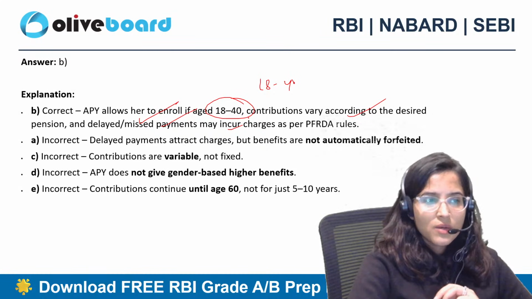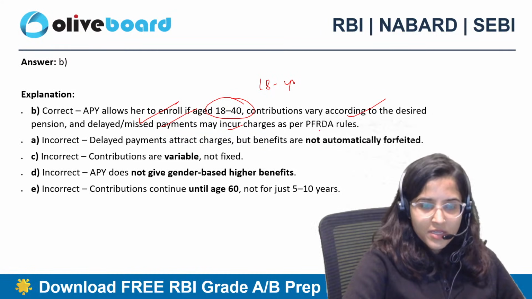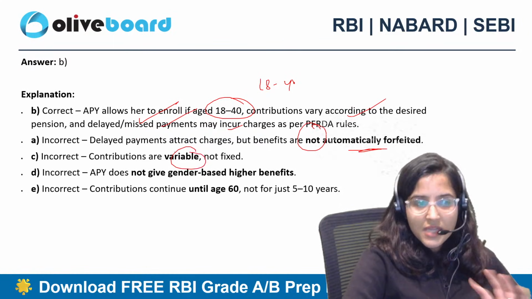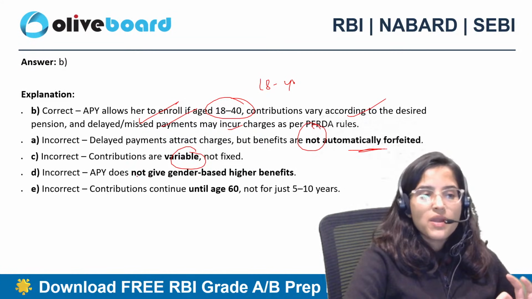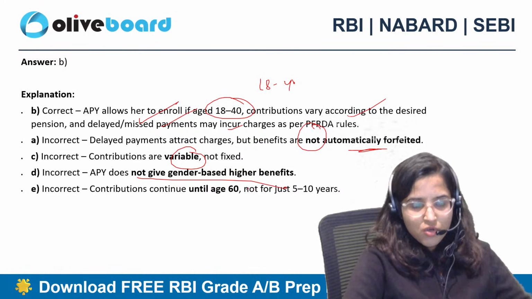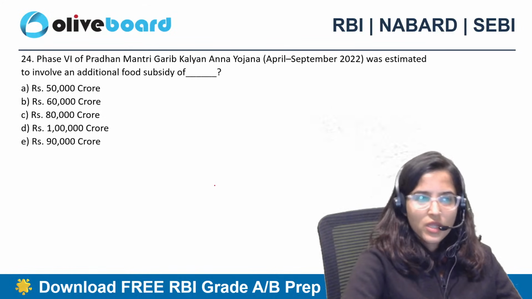Delayed payments, जो A ऑप्शन है इसमें लिखा है, delayed payments attract charges but benefits are not automatically forfeited. ठीक है? नॉट ऑटोमेटिकली. Contributions are variable, फिक्स्ड नहीं रहते कॉन्ट्रीब्यूशंस. ठीक है? APY does not give gender based higher benefit. ऐसा कुछ नहीं कि लड़कियों को ज्यादा मिलेगा या किसी और को ज्यादा मिलेगा. Contributions until age 60, not just for 5 to 10 years.